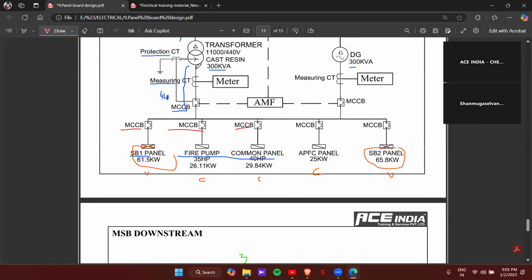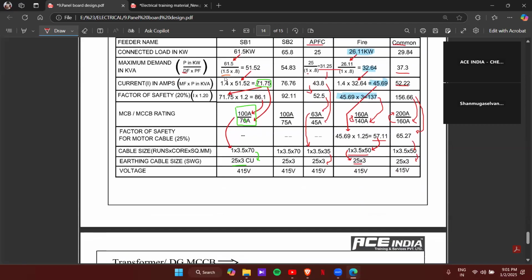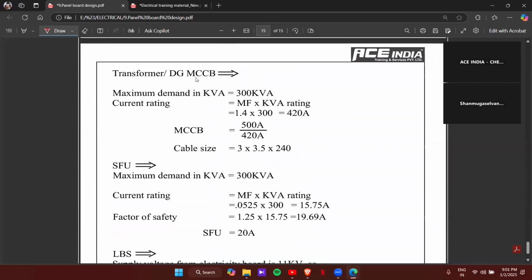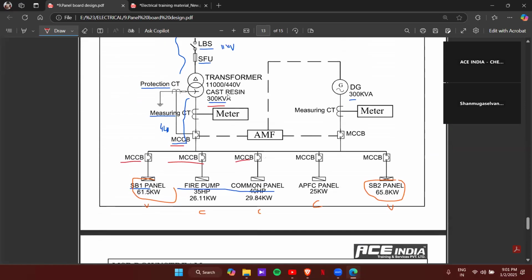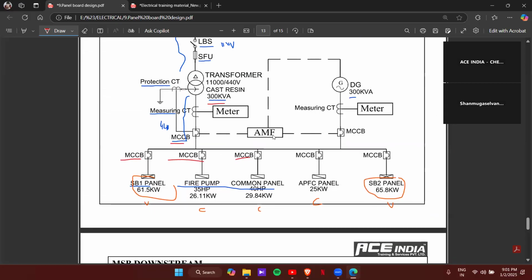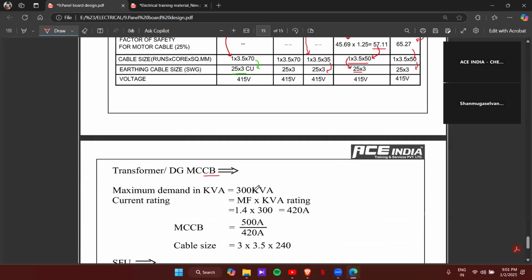Not this one. This one you have to calculate based on the kVA rating of our transformer. The kVA rating actually depends upon the total load of these panels, so you can take it directly from here itself. The MCCB for DG and transformer are both the same rating. This one is 300, this one is also 300. So both will have the same rating for these two MCCBs. It's already given in kVA, so we don't have to convert that.